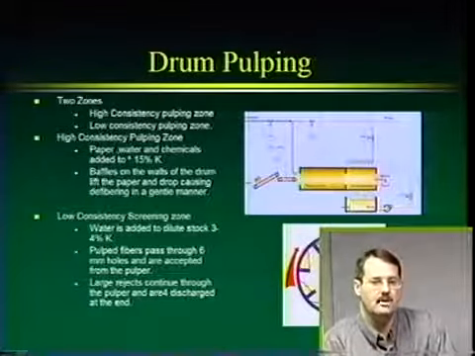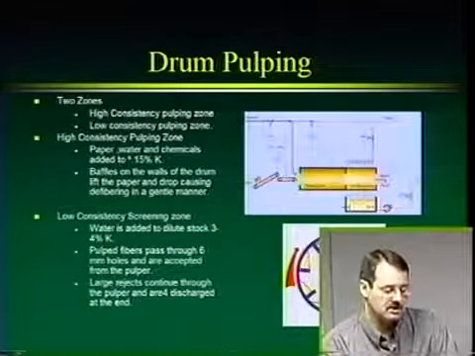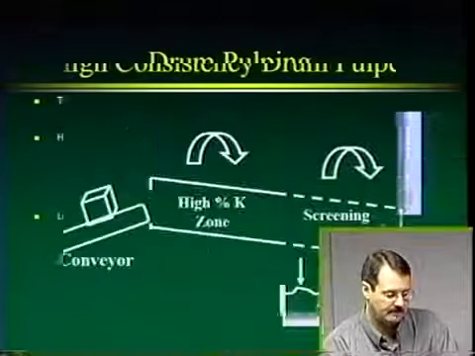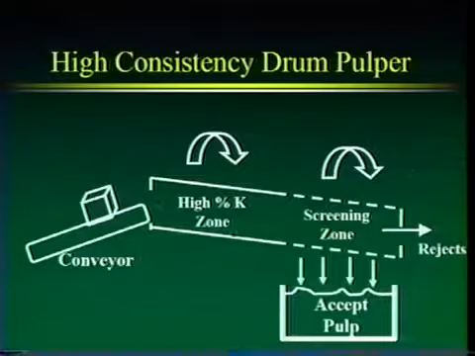Now, okay, so we have two zones in this drum pulper. We've got a high consistency zone and a low consistency screening zone. So the paper comes in, the paper is lifted and dropped, lifted and dropped. That is the pulping process, and that's at high consistency. Then we come to a screening zone. In the screening zone, we're going to add water to get down to a lower consistency.